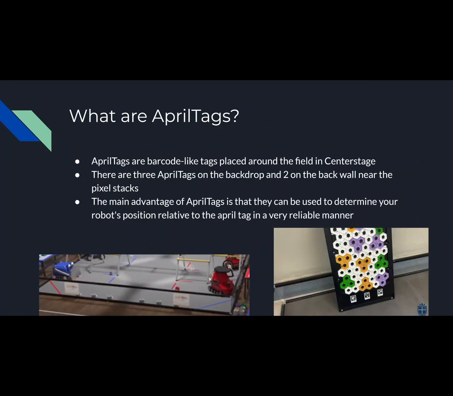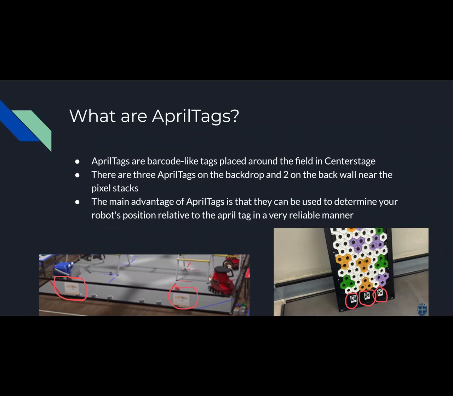So AprilTags are these barcode-like images that are placed around the field in this year's game. So you've probably seen them on the backboard right over here. Right, there are 3 AprilTags on the backboard, which can be very useful for scoring pixels. And then, something which is lesser known is that on the back wall near the pixel stacks, there are also these 2 big AprilTags that can also be very useful, right?